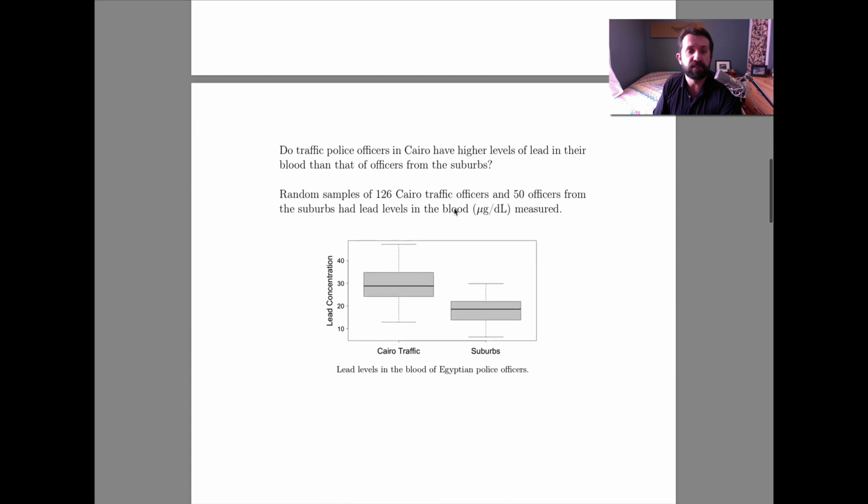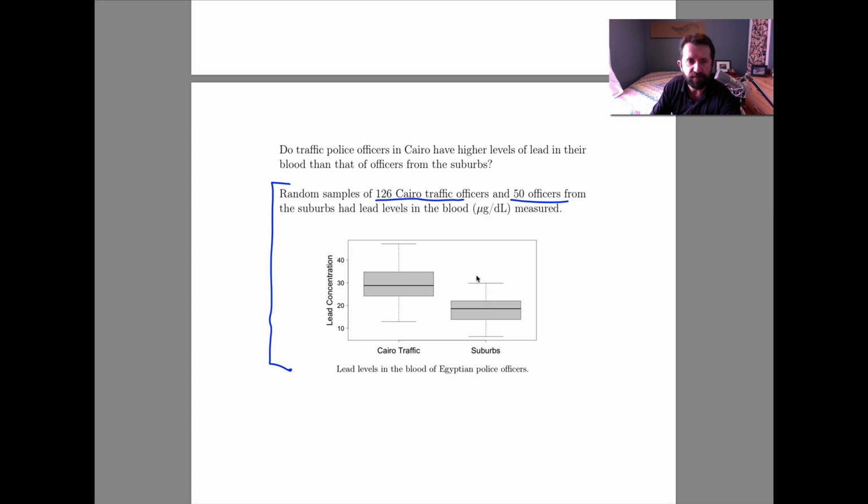So let's look at an example. Do traffic police officers in Cairo tend to have higher lead levels in their blood than officers from the suburbs? This is based on a study of 126 Cairo traffic officers, so that's a sample, there are more than that, and 50 officers from the suburbs. They have their lead concentration measured, and we have these two box plots. Again, we don't really need to know the specifics here. Get the big picture idea.